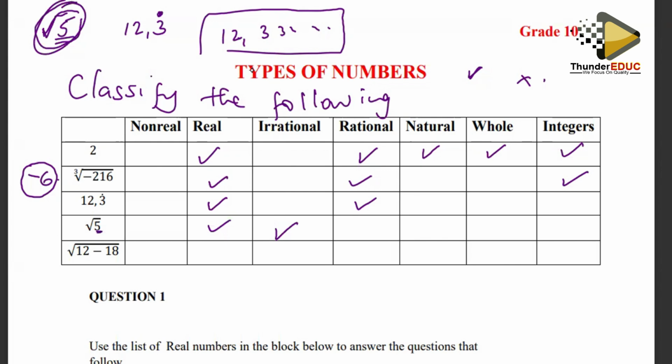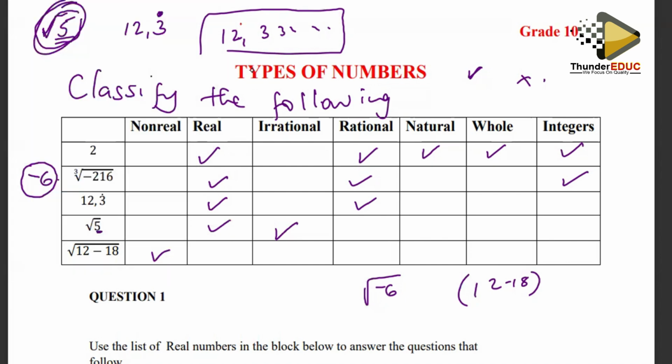Lastly, we have 12 minus 18. So let's simplify this. This must give us -6. So we're looking at the square root of a negative number. We cannot find the square root of a negative number at our level. So that will form part of the non-real numbers. So for as long as something is non-real, there is no other category that it can take on this side. So basically, that is how this first question would have been answered.